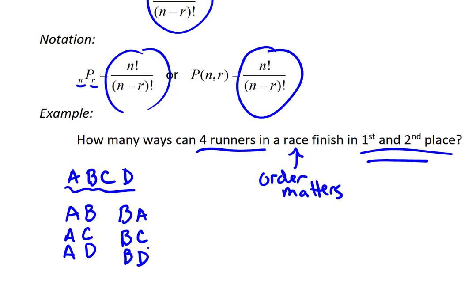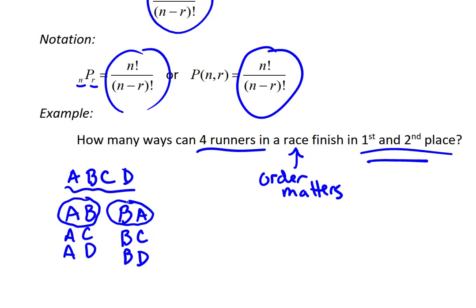Now, observe something carefully here. We had A finishing first and B finishing second in our first set of possibilities. But notice in this second column of possibilities, I have a case where B finishes first and A finishes second.